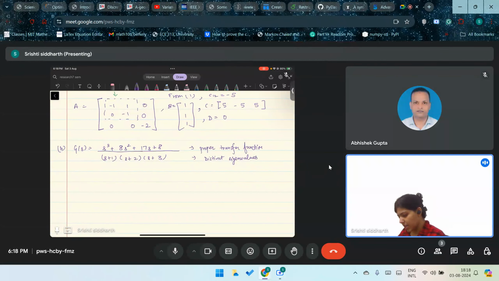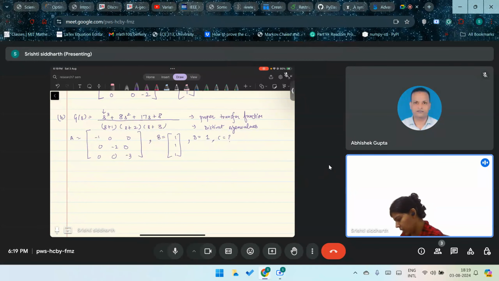Alright, so if it has distinct eigenvalues, this is very easy to form. A will have -1, -2, -3 on the diagonal, and the rest of them would be 0. B is going to be a 3 by 1 column vector, and D is going to be 1, which is the coefficient of the highest power of S, S cubed in the numerator. And now we just need to find out what C is. For C we need the partial fraction expansion, so let's write that down.